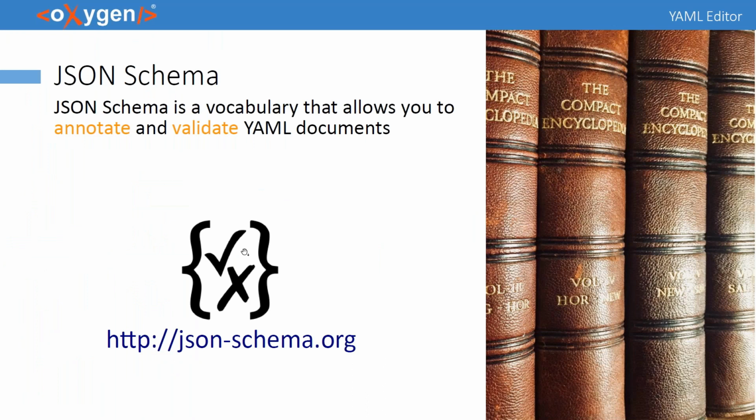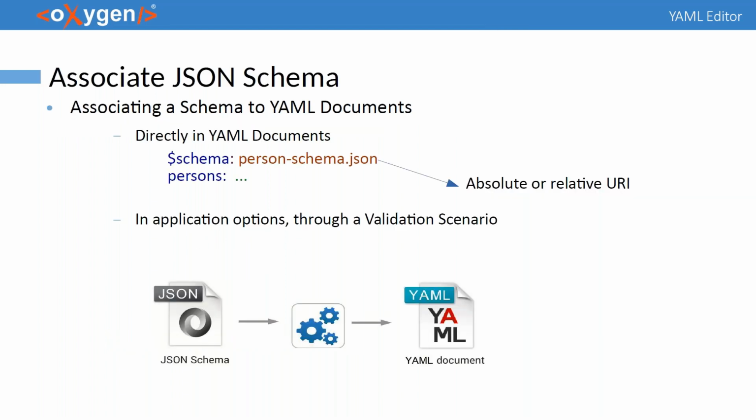The JSON schema is a vocabulary that can be used to validate YAML documents. It's designed to annotate and validate JSON documents, but can be used also for YAML documents. The specification is available on the jsonschema.org website. And in Oxygen, you can associate a JSON schema with a YAML document. You can associate it directly in the document or through the application options.